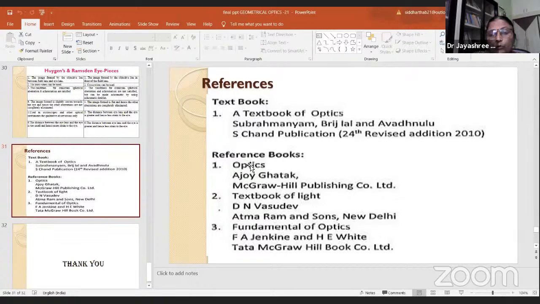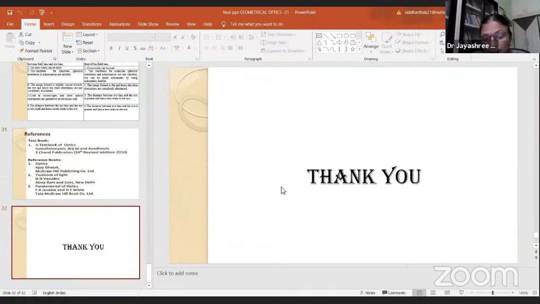You can go to this Ghatak, and then obviously Jenkins and White, as far as PG education is concerned, related to the different physical science branches. Naturally, this is a very first idea, the very basic idea related to geometrical optics. So thank you very much. Thanks a lot for your patience in listening.